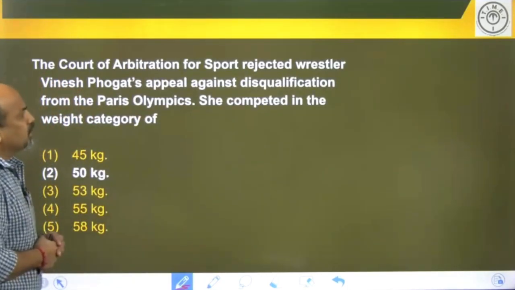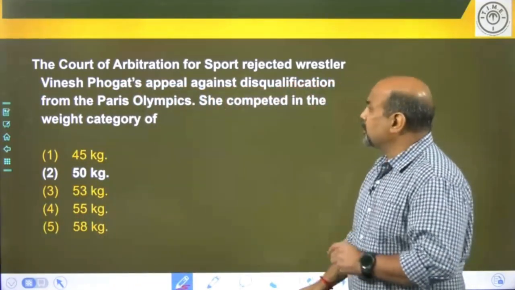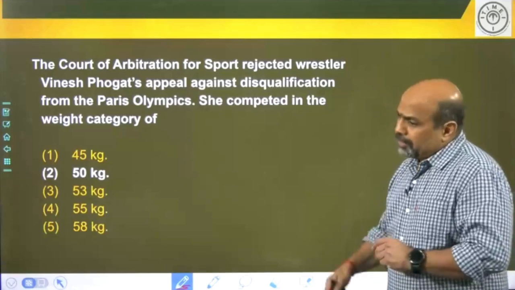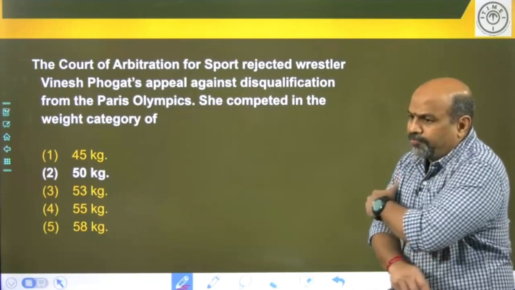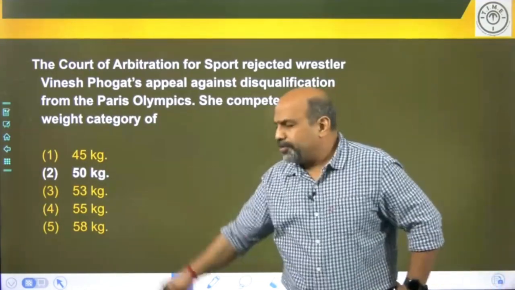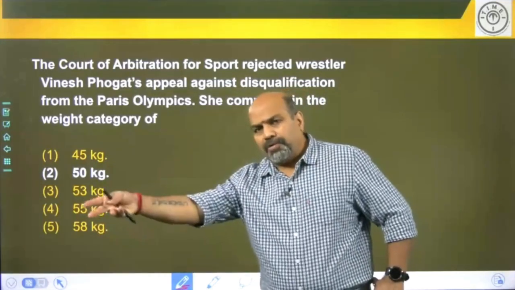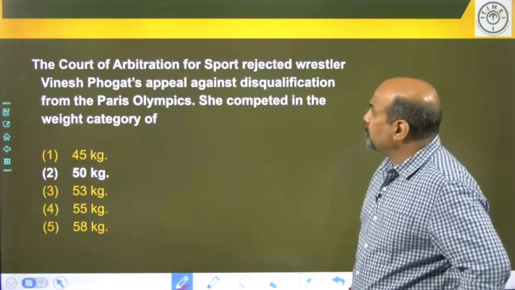The Court of Arbitration for Sport rejected wrestler Vinesh Phogat's appeal against the disqualification from the Paris Olympics, because she was overweight by about 100 grams over the qualified weight. She competed in the weight category of 50 kg, so it is believed that she was a little over that. We will not get into this. We had already discussed this in the past.